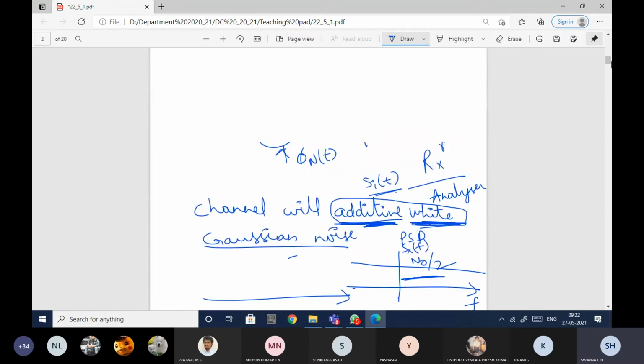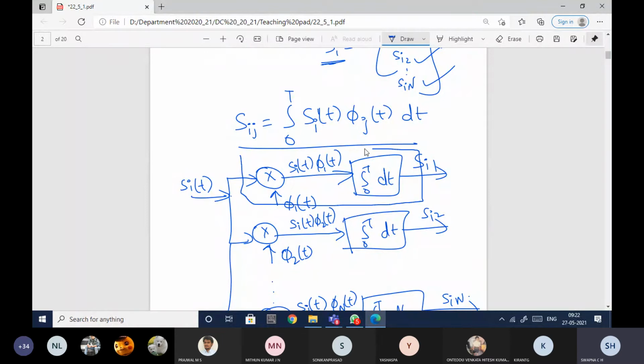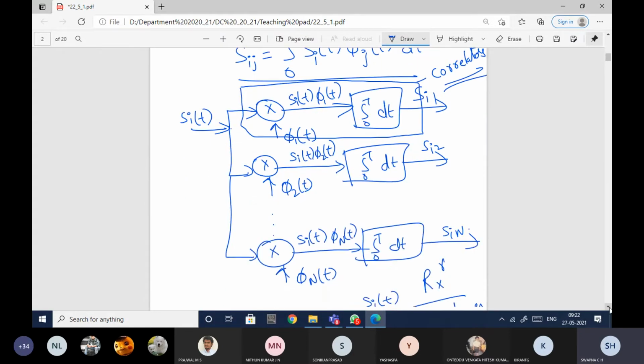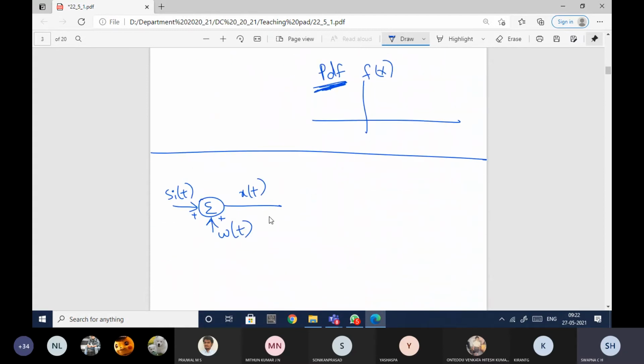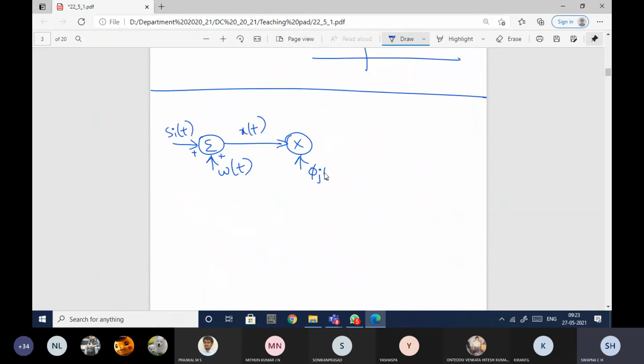Generally, the product multipliers and the integrators together are said to be the correlators. This x of t will be given to the correlator. A correlator means you have a product multiplier which multiplies x of t with phi j of t, which is then given to the integral from 0 to T dt. This entire thing is the correlator. Let me first draw it in this way and then expand it.